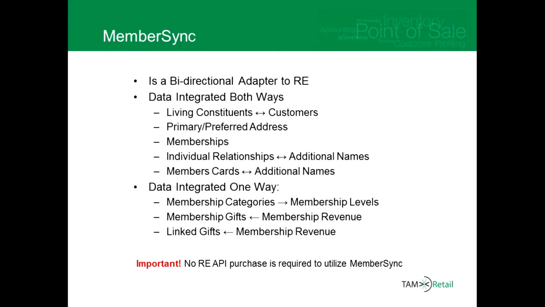There is some data that is shared only one way, and that's because it really only needs to go one way. First of all, membership categories in Razor's Edge flow one way to membership levels and correspond with membership levels and benefits in TAM. Membership revenues in TAM for new sales, renewals, or upgrades flow to membership gifts in Razor's Edge. And membership revenue also flows to link gifts along with tender information as well.